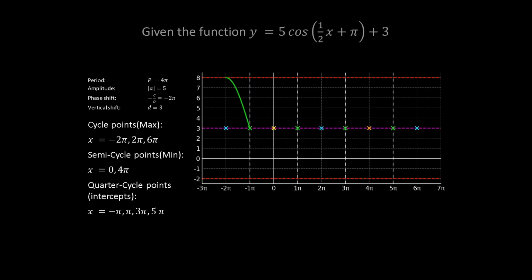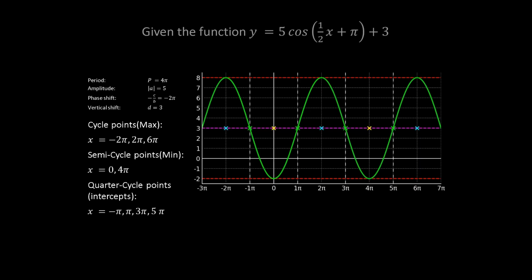It continues downward to the semi-cycle point, which is a minimum, but concave upward. Then it rises, still concave up, passing through the next midline intercept. Finally, it increases to the maximum, this time concave down, completing the cycle. Repeating this pattern gives us the graph of the function.